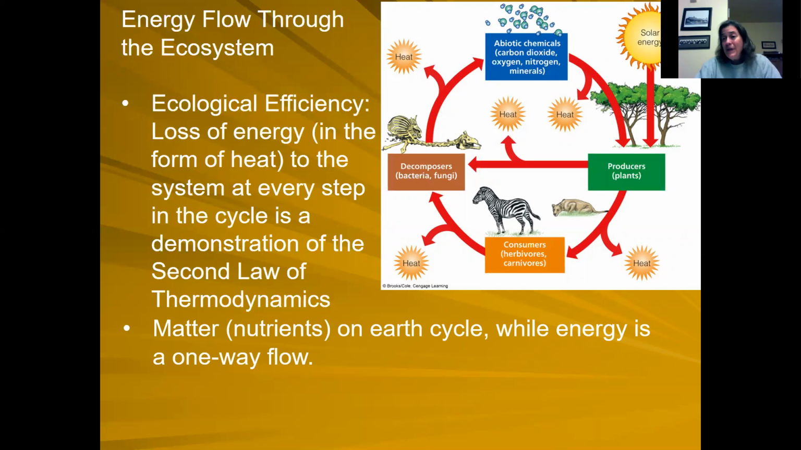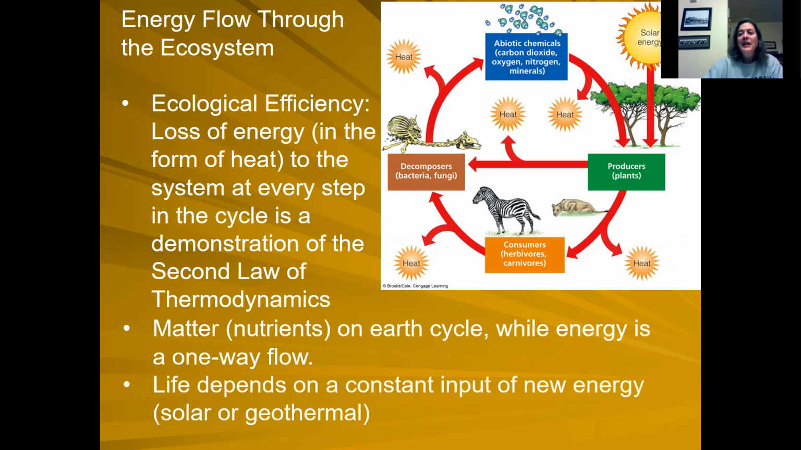So matter can recycle. It's one of the big concepts for chapter 3. You can recycle matter and nutrients on planet Earth, but energy is a one-way flow. So you need a constant input. Either that's going to be the sun for all of our surface life, or it could be the earth for that chemosynthetic life that I just talked about. So life depends on that. You have to have that energy input or you're not going to keep it going. You also need to have that cycle so that you can keep recycling those nutrients so that they can be used by new life as other things die.